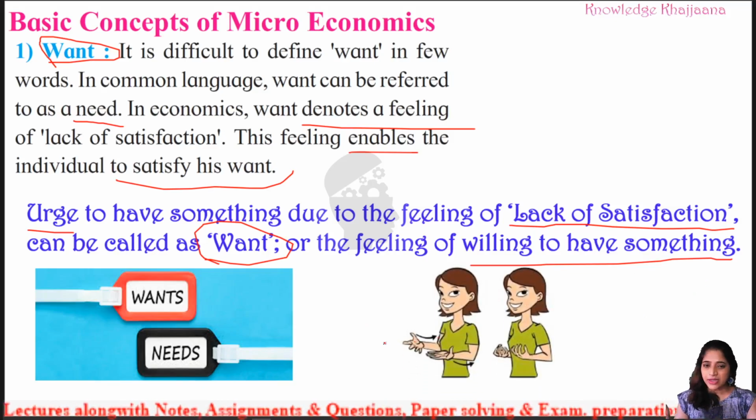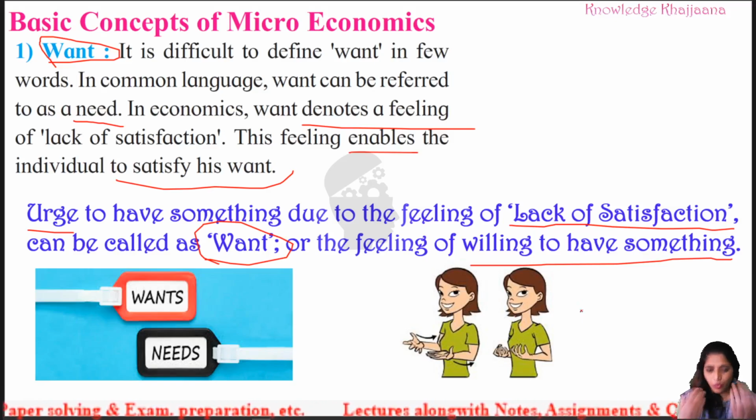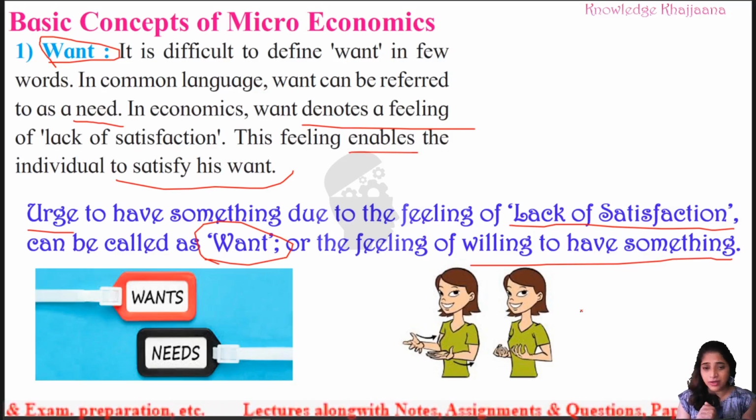See, this picture can clearly explain to you the concept of want. See what is shown in this picture. This girl is willing to have something, right? Willing to possess something because she feels a lack of satisfaction of something. Maybe she has it in lesser quantity, or maybe she wants it more. Okay, so what is shown? She wants to have something because that is an urge she has. For what? Due to the feeling of lack of satisfaction of the earlier things. Okay, that is called as want.